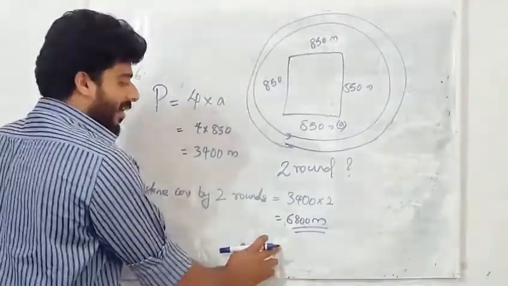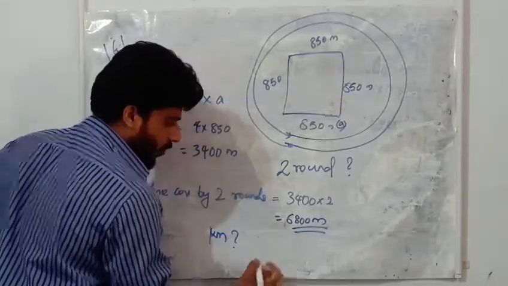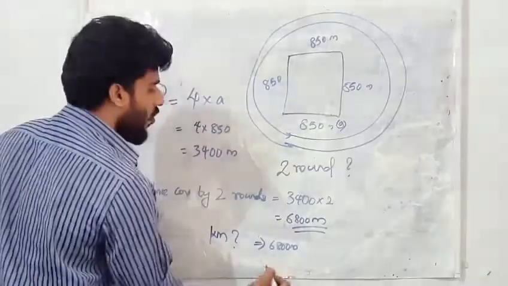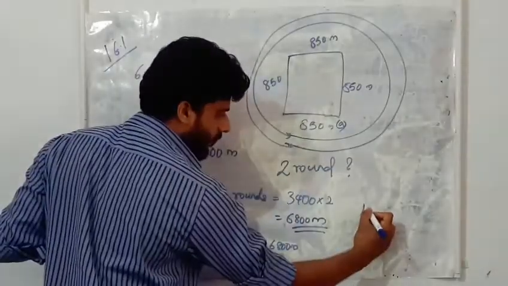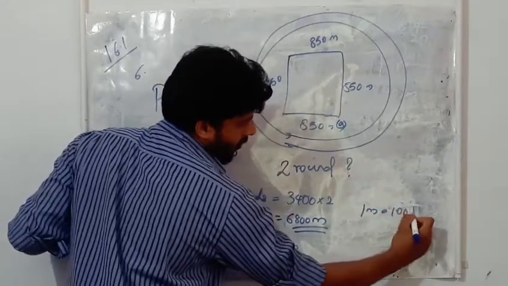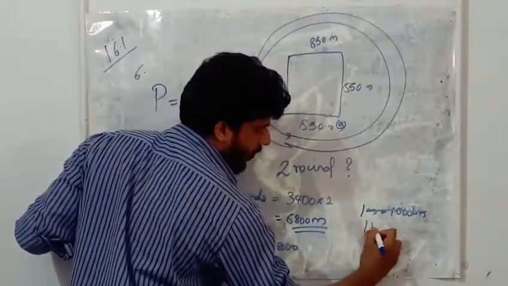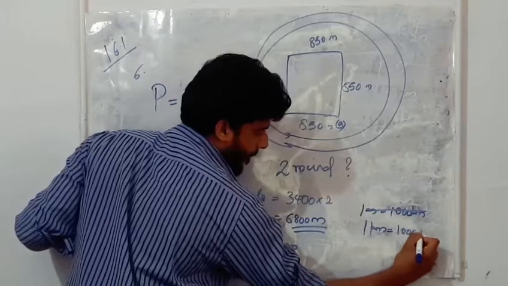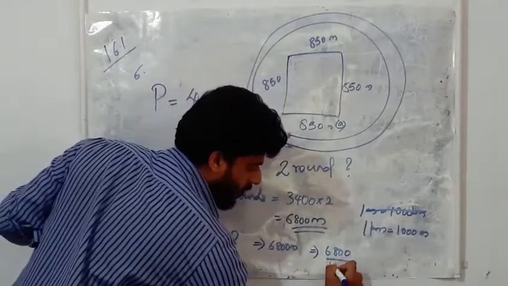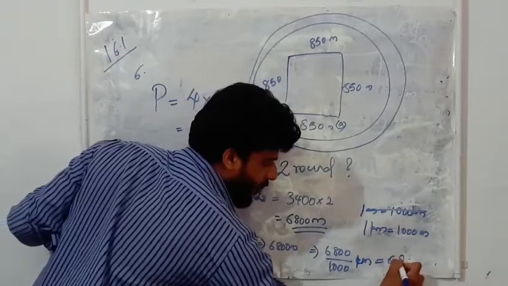Now in the question it is given that we need to find the answer in kilometers. We need to convert 6800 meter into kilometers. 1 kilometer is equal to 1000 meter. So 6800 divided by 1000 will be our answer, 6.8 kilometer.